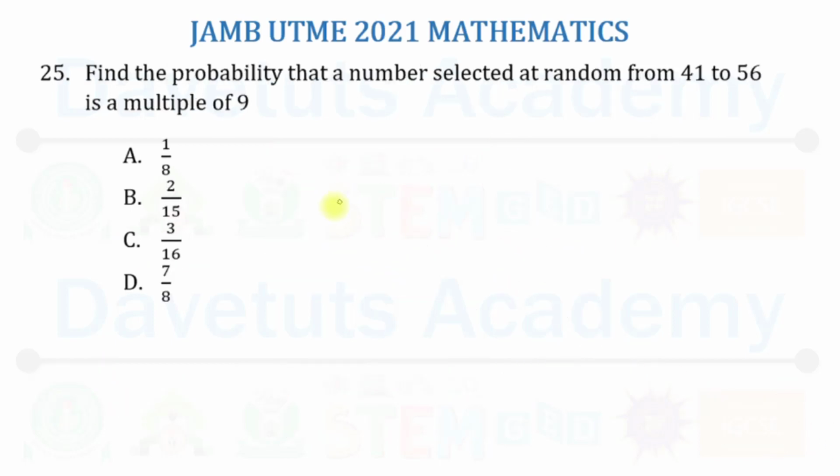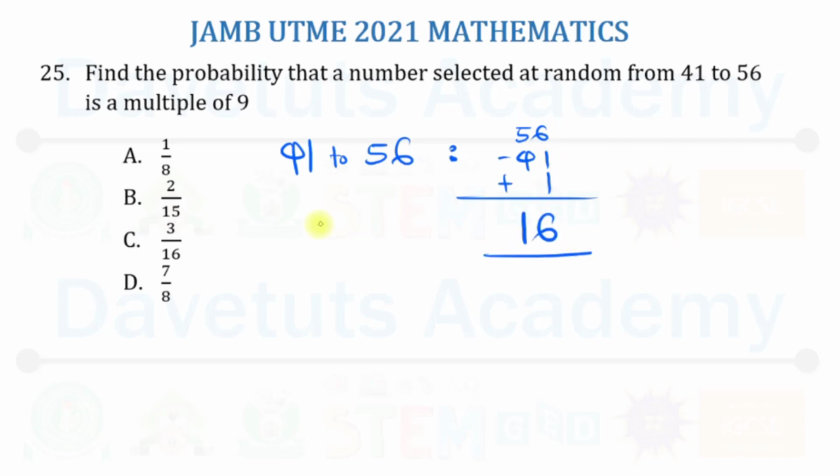All right. So here we have to find the probability that a number selected at random from 41 to 56 is a multiple of 9. 41 to 56 is going to feature 56 minus 41 plus 1 numbers. So it's like saying 56 minus 40. So that's going to be 16. So total possible selection is 16. How many numbers between 41 and 56 are multiples of 9?